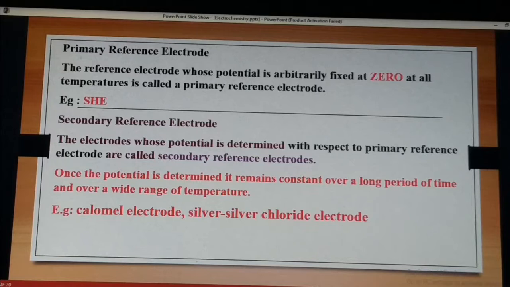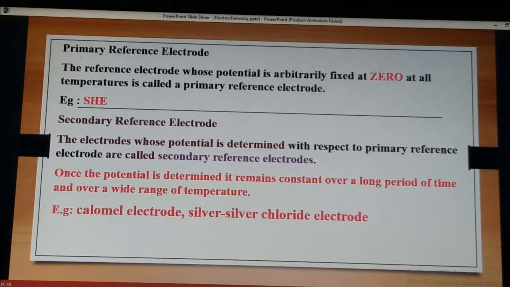The reference electrodes whose potential is arbitrarily fixed at 0 at all temperatures is called a primary reference electrode. And its example is standard hydrogen electrode whose potential is arbitrarily fixed at 0. But the electrodes whose potential is determined using the primary reference electrode are called secondary reference electrodes. And once their potential is determined, it remains constant over a long period of time and over a wide range of temperature. And the examples of secondary reference electrodes are calomel electrode and silver-silver chloride electrode.